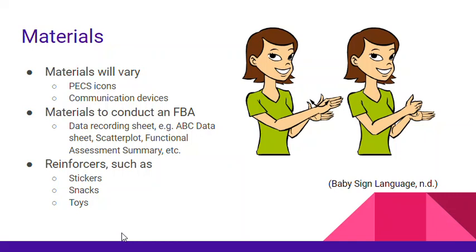Materials to conduct the functional behavior assessment are things to record the data on. So these can be ABC data sheets, scatter plots, functional assessment summaries, things like that. And then you're also going to need reinforcers for the people. These can be things such as stickers, edibles, toys that they enjoy, just as long as they are an actual reinforcer.